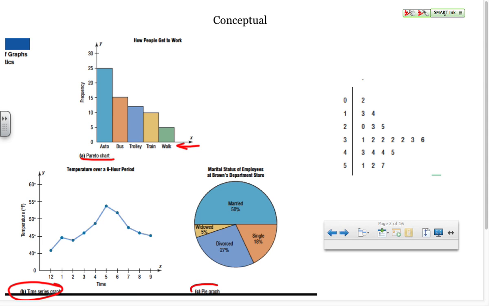A pie chart. I think you've been familiar with these from probably 3rd grade. This is where you put percentages in a chart. They're very visual. They give a really good picture of what's going on in certain situations. I like pie charts for those purposes.